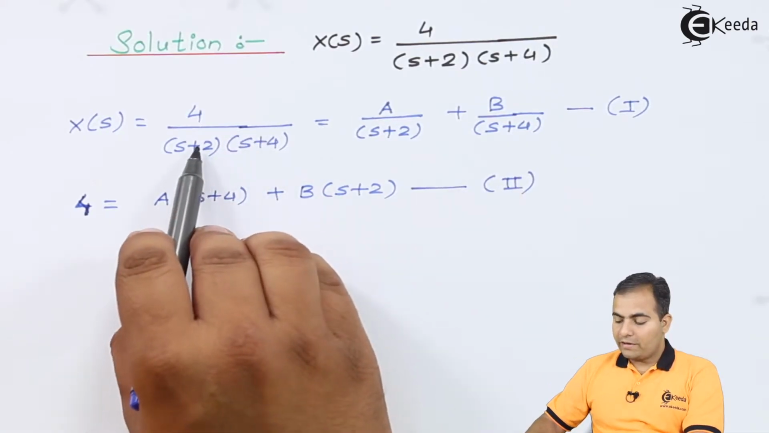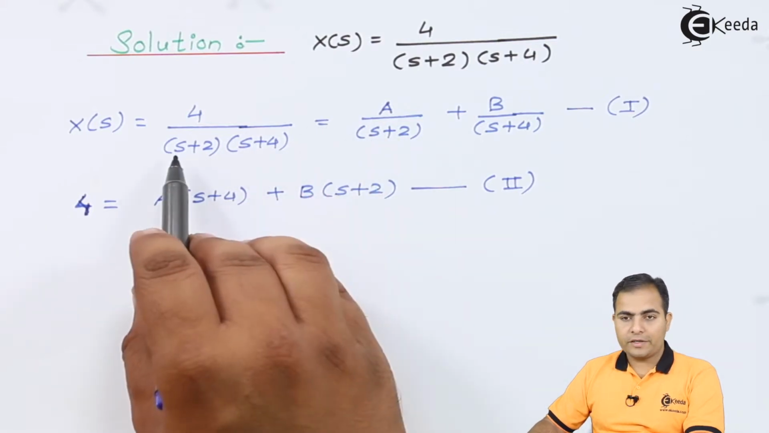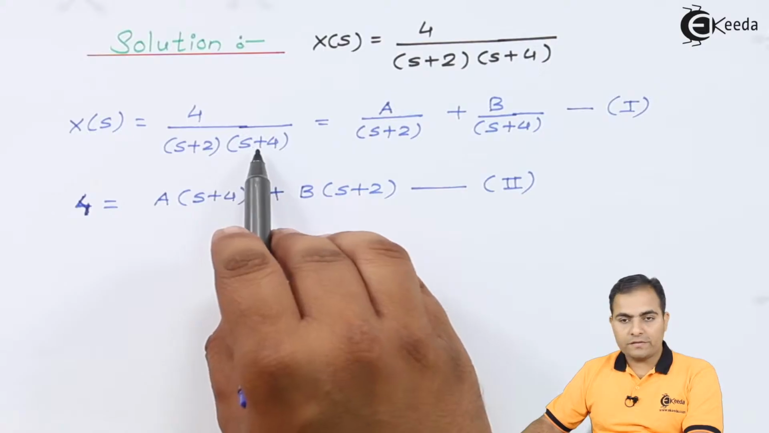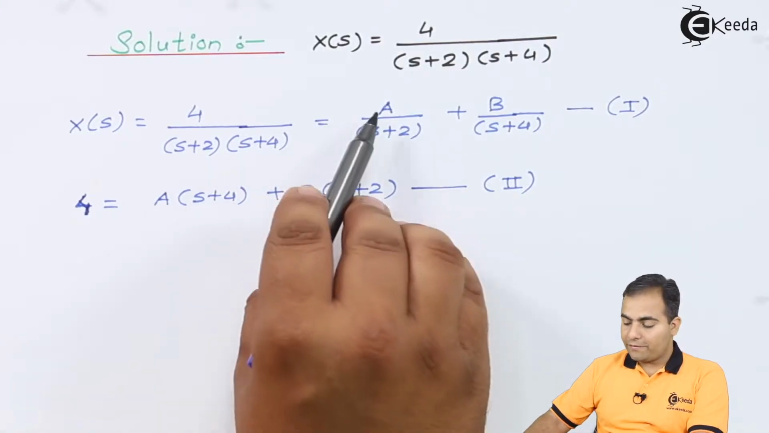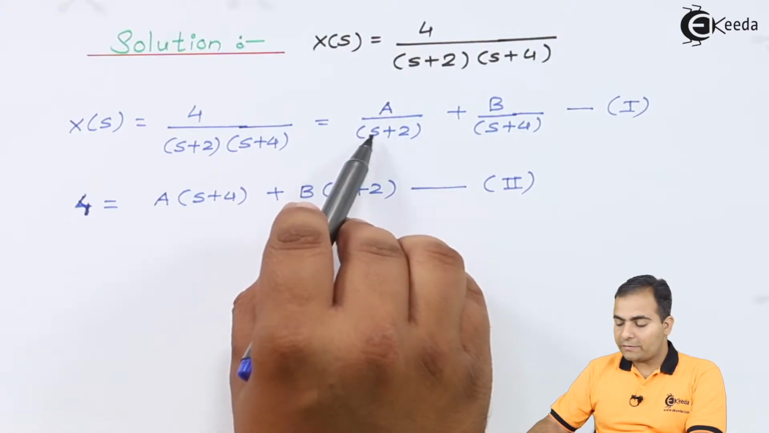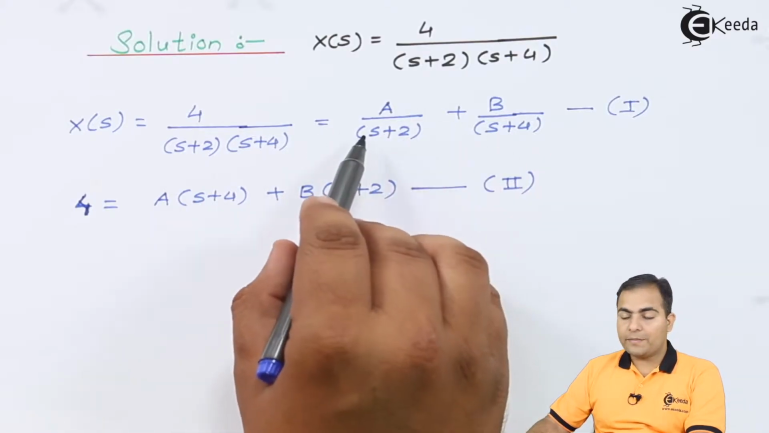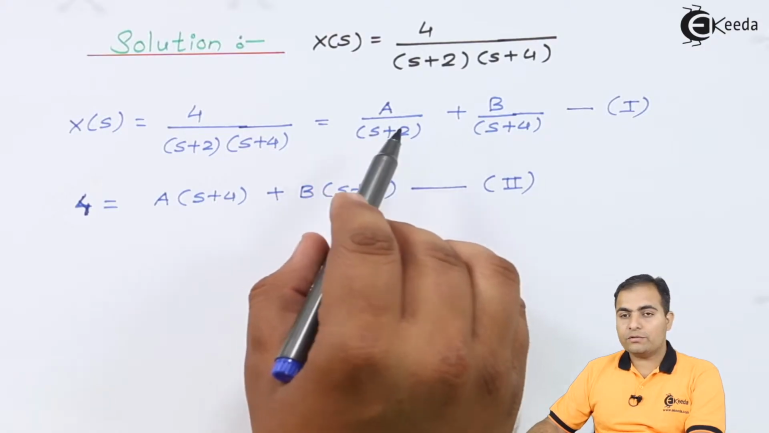Look at here. If s plus 2 and s plus 4 is multiplied with a, then s plus 2 and s plus 4 will get cancelled, s plus 4 will be there, and here the s plus 4 will get cancelled, s plus 2 will be there. Now simply, as I told you, if we want to calculate the value of a, then equate the denominator value of a, s plus 2, with 0. What you will get? S plus 2 equal to 0, which means s equals minus 2.